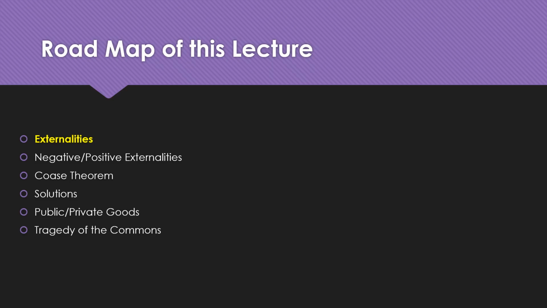To give you a roadmap of this lecture, we're going to start by defining what externalities are, talk about the difference between positive and negative externalities, well, in the reverse order. Then we'll talk about something known as the Coase theorem, which is effective and used a lot in law and economics and in terms of bargaining. We'll talk about other solutions to externalities, and then we'll have a discussion on the difference between public and private goods as a result of rivalry and excludability, and then we'll conclude the lecture by talking about the tragedy of the commons.